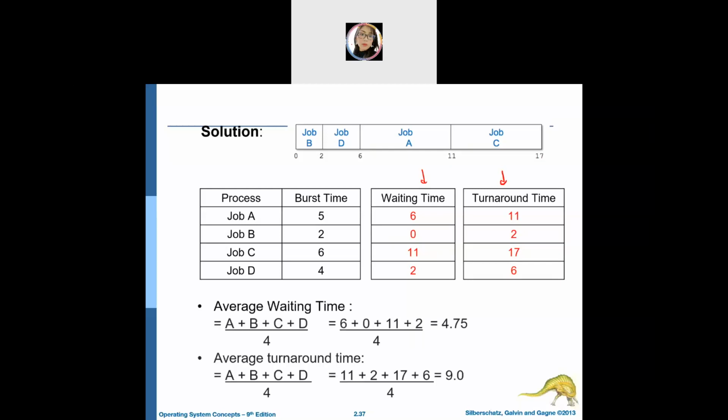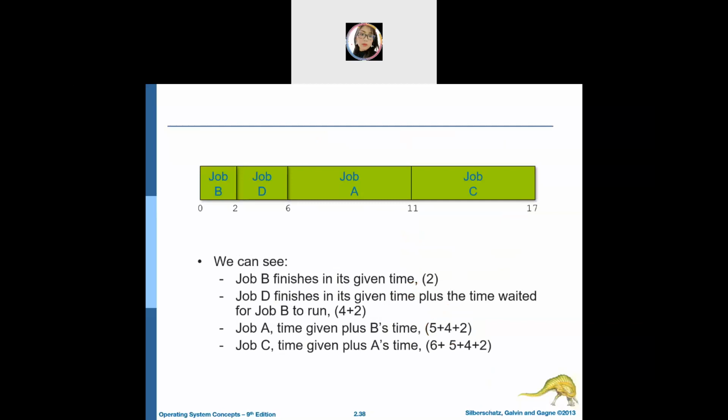As usual, you just add all together and divide by 4. You get the answer for average waiting time and average turnaround time. Easy, right? This is a normal calculation. As you can see here, job B finishes in its given time, which is 2 cycles. Job D finishes in its given time plus 2, 4 plus 2, 6. This is standard mathematics, so no need for me to explain more. This is how you draw your scheduling chart.